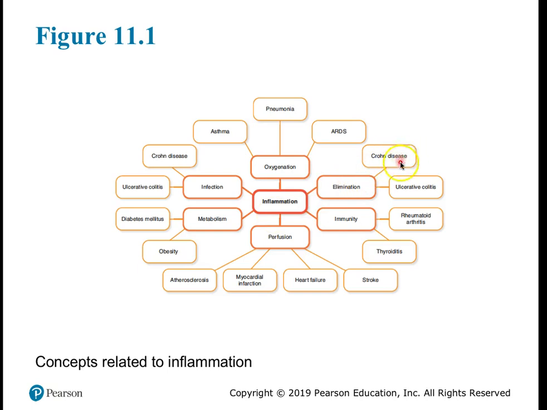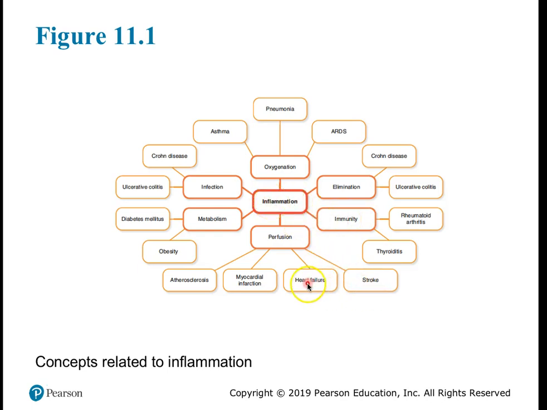Over here, Crohn's disease, ulcerative colitis, they are gastrointestinal pathologies. They are involved in pathological elimination, and that is going to be the trigger into the inflammatory response. Here you have rheumatoid arthritis, thyroiditis. They are autoimmune diseases, and they are going to be aberrations in immunity that lead to inflammation.